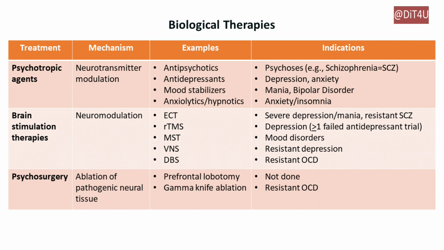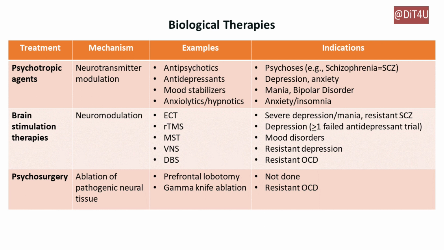ECT, which is used in severe depression or mania, treatment-resistant schizophrenia as well. Repetitive transcranial magnetic stimulation, depression, especially that which has failed one or more antidepressant trial. That means you're given SSRI for a good period of time, 6 months or more, but still the depression is not going away. Then you can try RTMS. Then there is MST, which is magnetic seizure therapy. So this combines the features of both RTMS and ECT. That is, just like in RTMS, stimulus is given electromagnetically, and just like in ECT, seizures are induced.